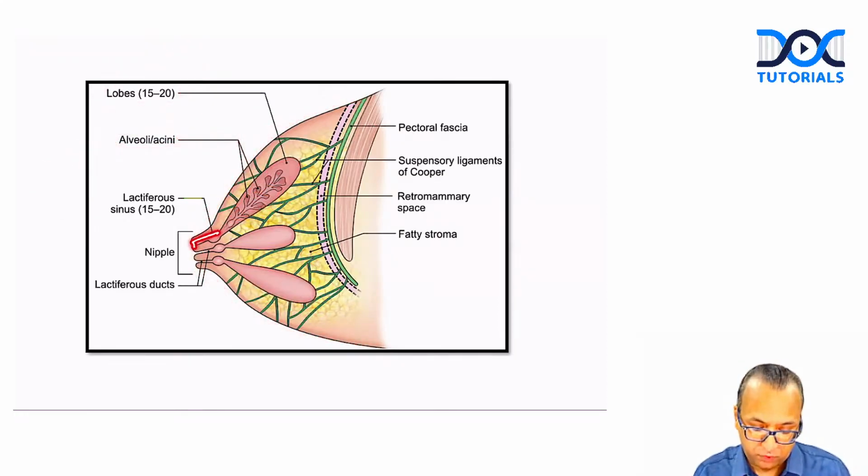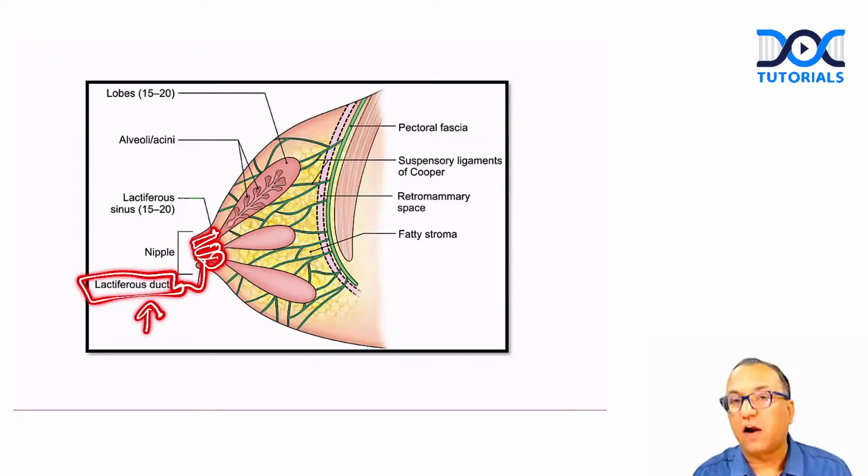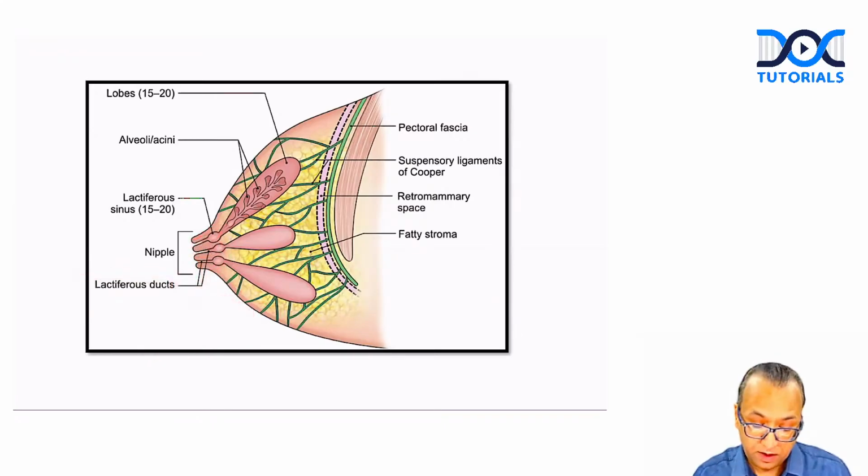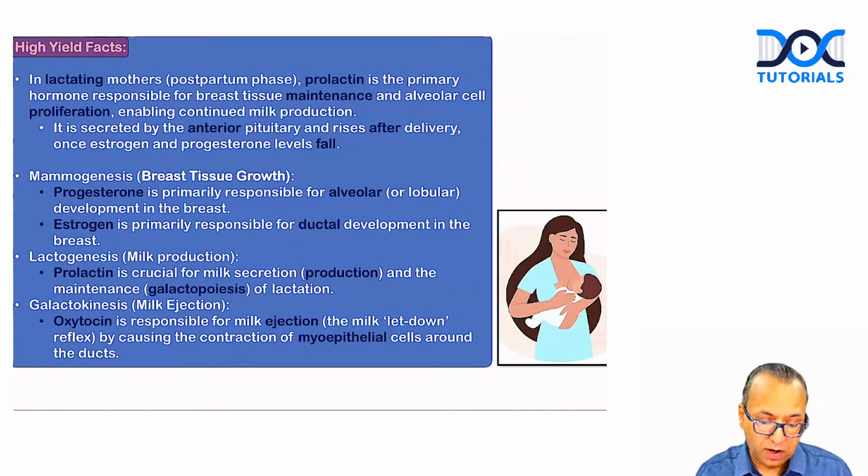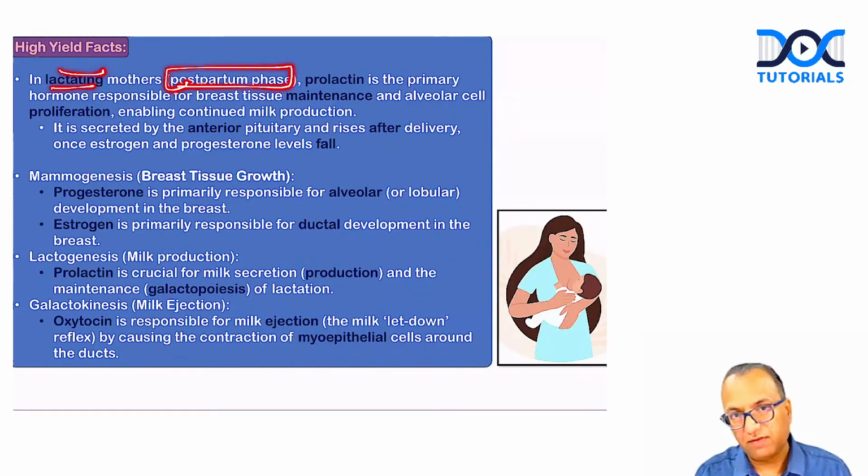Now, when you come to the ducts, the duct is basically under the control of estrogen. That doesn't mean that only estrogen, means chiefly estrogen, but later prolactin also. And as you are talking about lactating mother, the postpartum phase means baby is already born.